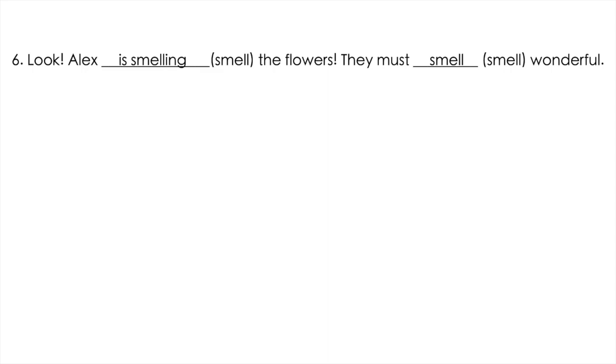In the next sentence, they must smell wonderful. The flowers are not doing an action when they smell wonderful. It's a state. It's not an action the flowers are actively doing. This is why, in this case, it uses the present simple. Let's take a look at the next one.